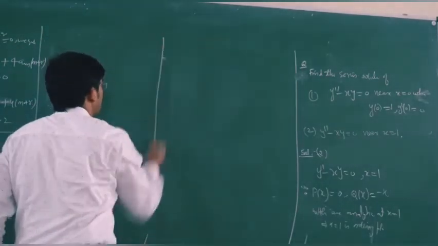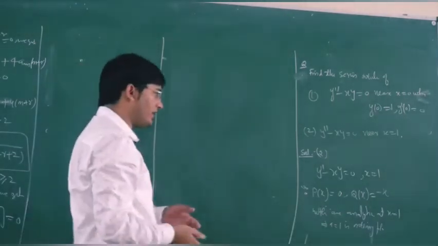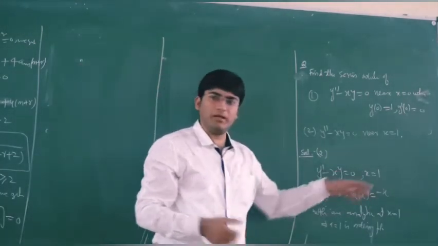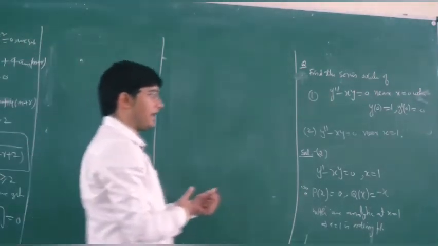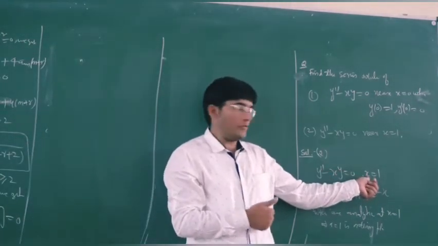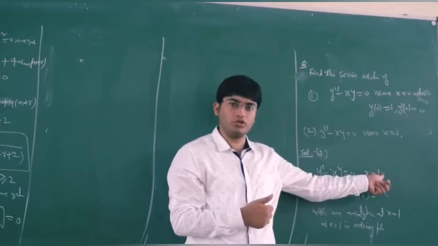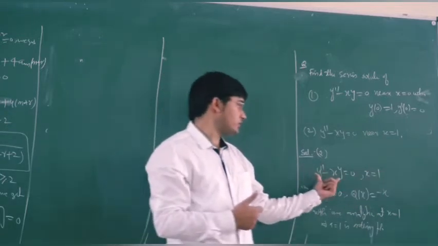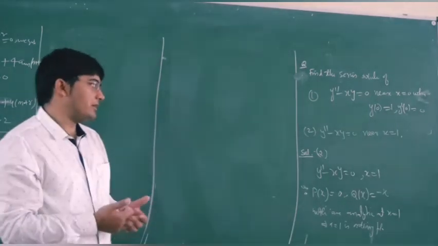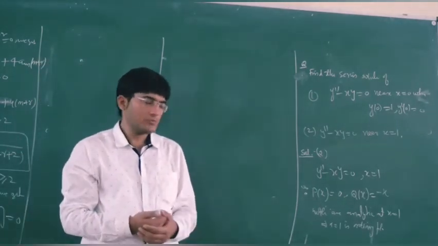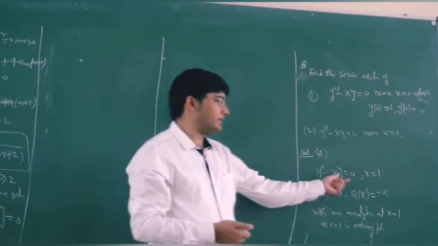Now here we have two choices. Either replace x by some other variable and then reduce. Suppose that x is 1 plus t. Now if x is 1 plus t, then t will be 0, and reduce this equation in terms of t. That means replace dy by dx in terms of dy by dt. Then we can find out the solution at t equal to 0.